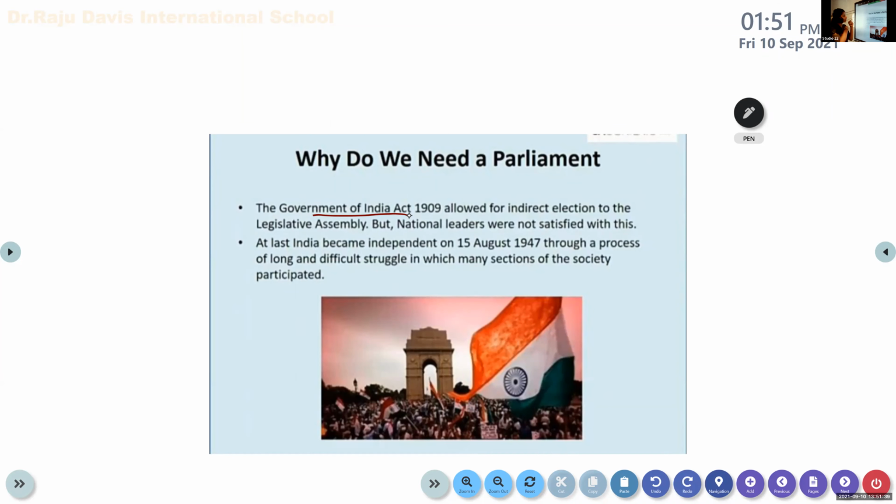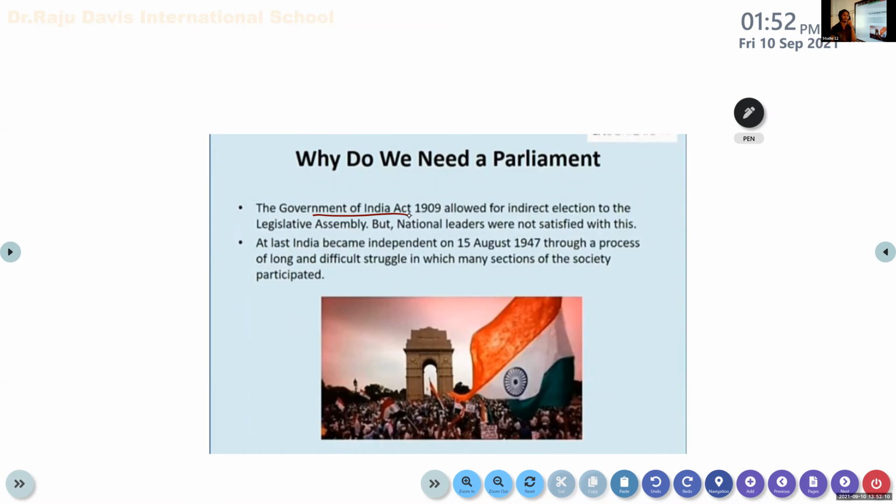So after a long struggle, we went through many movements organized by many nationalist leaders. And after a long period of struggle, India became independent on 15th August 1947. That journey meant most of the leaders were arrested, imprisoned, and even killed by the Britishers.